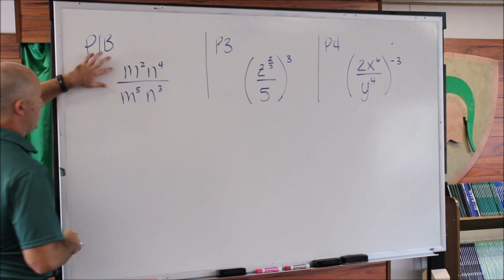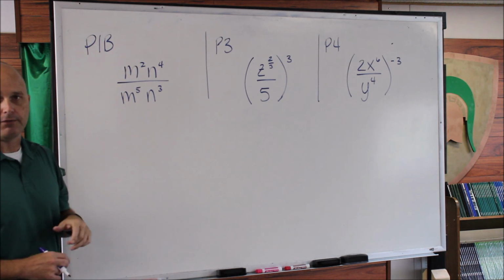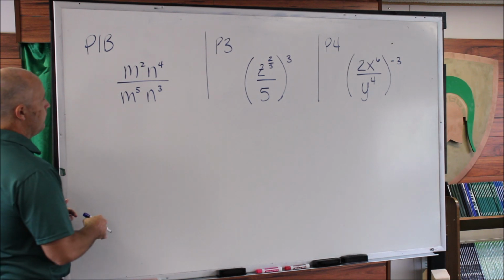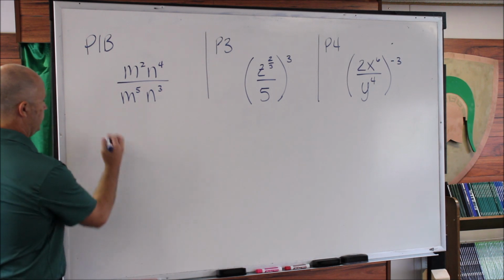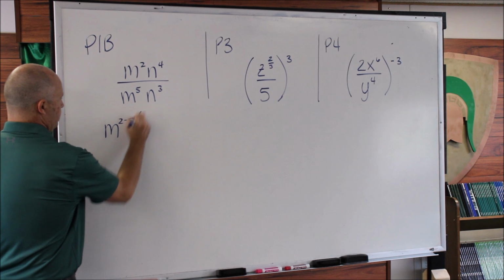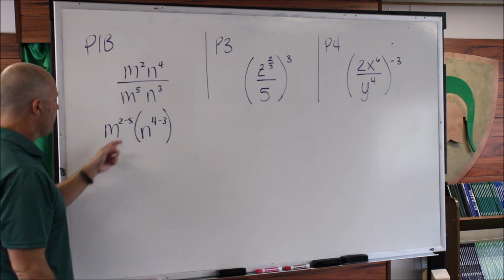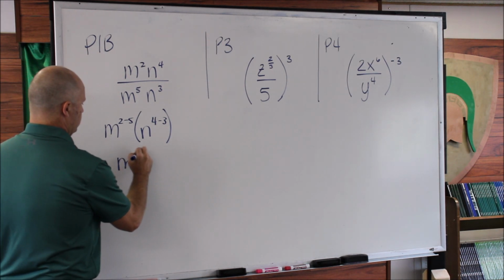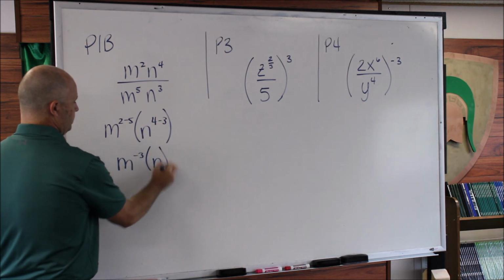So what we see here is we've got m squared divided by m to the fifth, n to the fourth divided by n to the third. Again, you can break this up and look at it as two separate fractions if you need to. Really what this comes down to is we're going to go 2 minus 5 and 4 minus 3. So we've got m to the 2 minus 5 times n to the 4 minus 3. M to the 2 minus 5, 2 minus 5 is negative 3. So m to the negative third. And then n, 4 minus 3 is just 1. So we're just going to leave that as n.